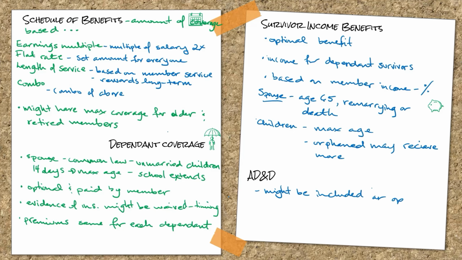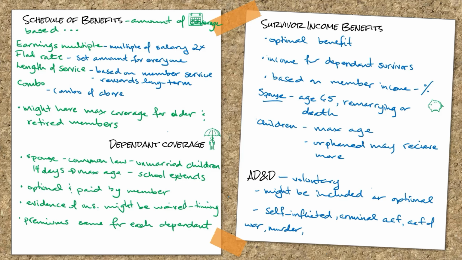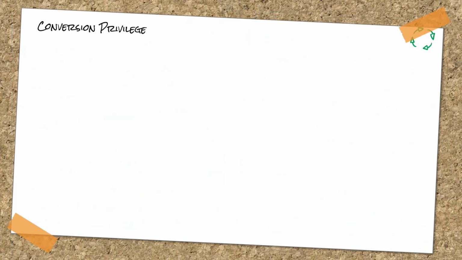The accidental death and dismemberment benefit might be included, it might not be. It's optional, and it's actually considered a voluntary benefit. Now, the things to remember about this is it doesn't cover anything that's self-inflicted, criminal act, war, murder, piloting a non-commercial plane, drunk driving, drug overdose. All of these things are not included because they're not considered to be an accident. So that's really something important to remember. It only comes into play, it only works if there is an actual accident happening or happened.